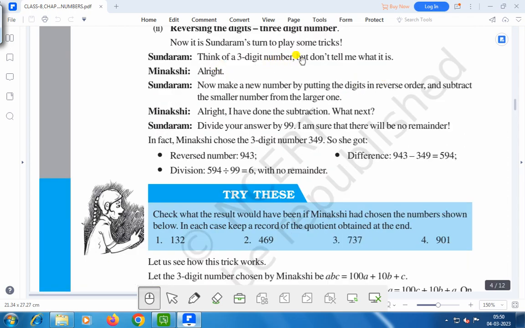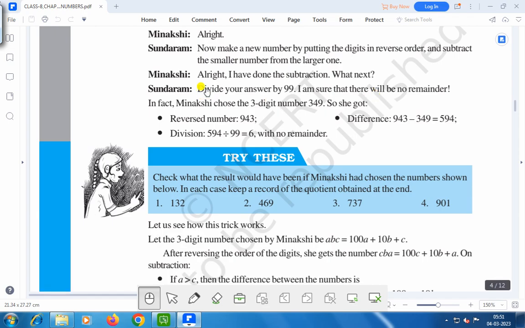Think of a 3-digit number, but don't tell me what it is. Alright, now make a new number by putting the digits in reverse order and subtract the smaller number from the larger one. Alright, I have done the subtraction. What next? Divide your answer by 99. I am sure that there will be no remainder.